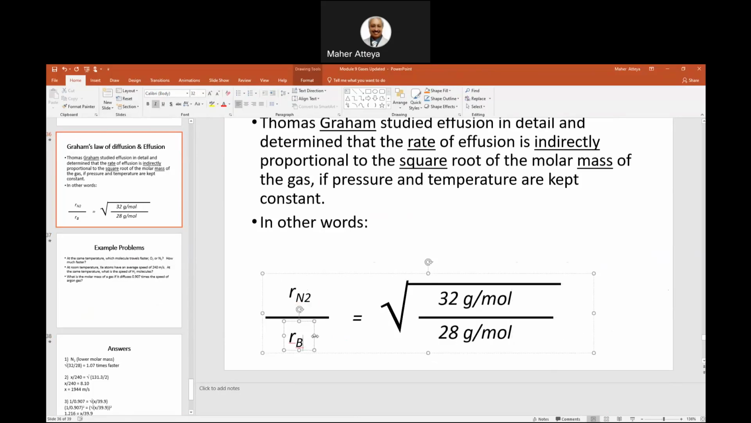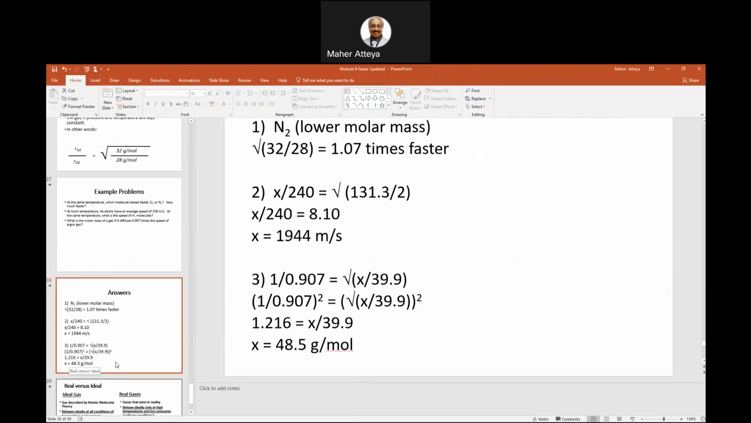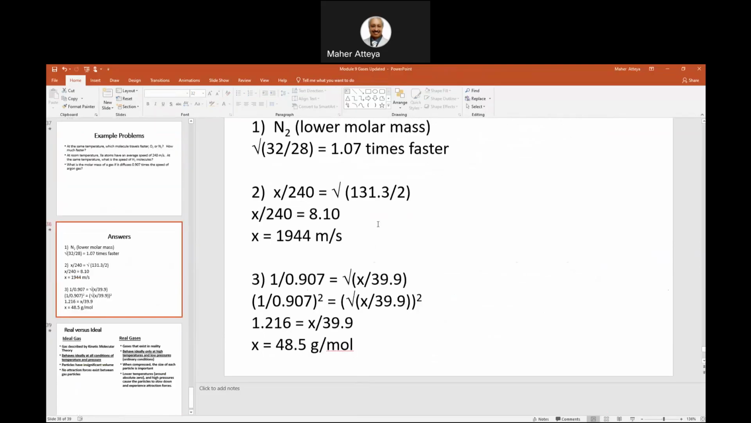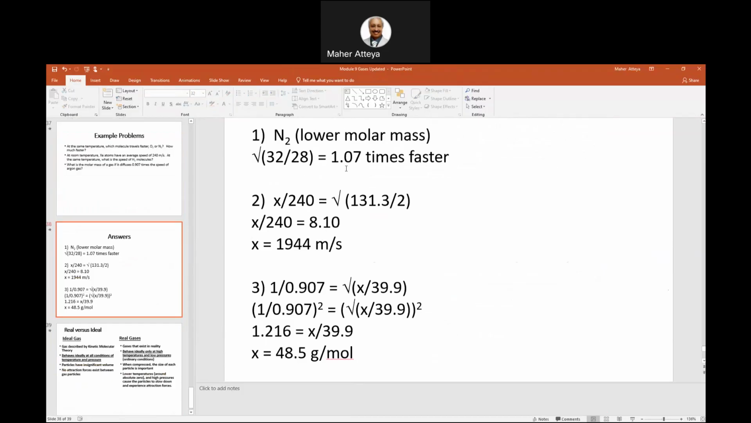And this one here is oxygen. So you do your calculation, and you can see the answer here: nitrogen has a lower mass, and the whole thing is 1.7 times faster, right? So you can put this one here. So let's put the second one.